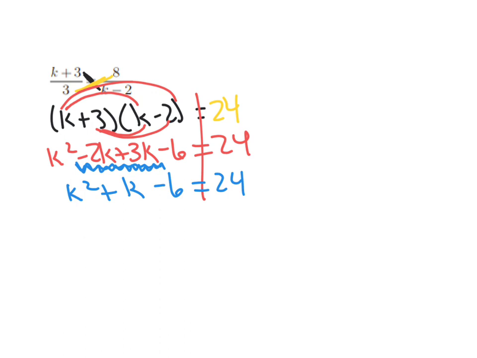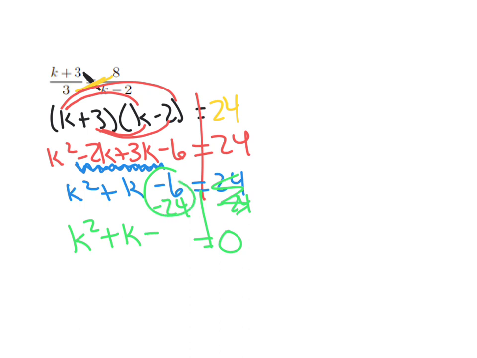Now, before we solve this, we want this equation to be set equal to 0, because notice we have a quadratic equation since we have that exponent of 2. So we're going to subtract 24, so we can get it over here with the k squared part. That will cancel and give us 0. So we'll bring down the k squared, we'll bring down that k, but now negative 6 minus 24 will give us negative 30. Now we can solve this.